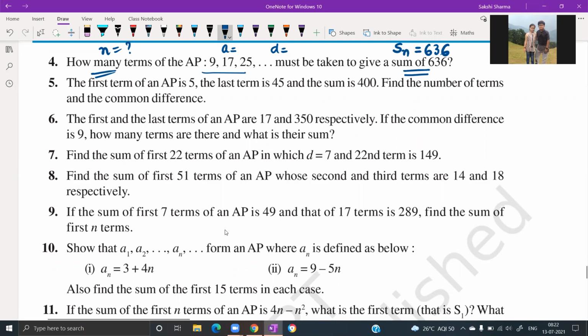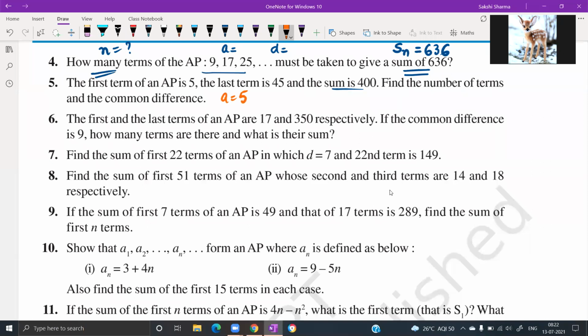All right. Fifth question: the first term of an arithmetic progression is 5. The last term is 45. The sum is 400. Find the number of terms and the common difference. Anyone who can tell me what we are given here in this question? Ma'am, we are given the last term as 45, A as 5 and sum as 400.